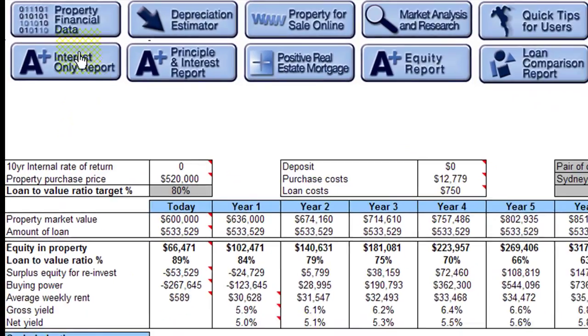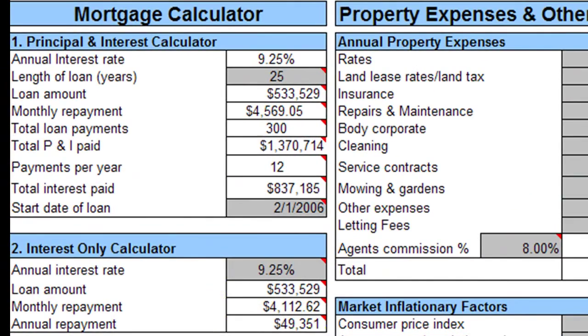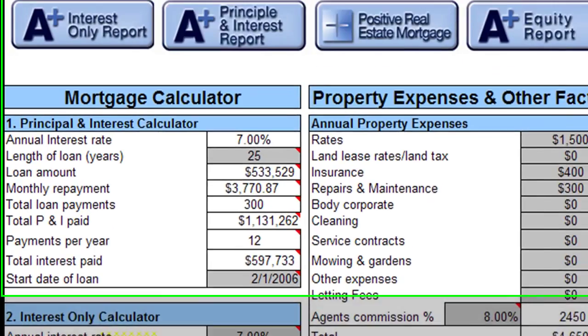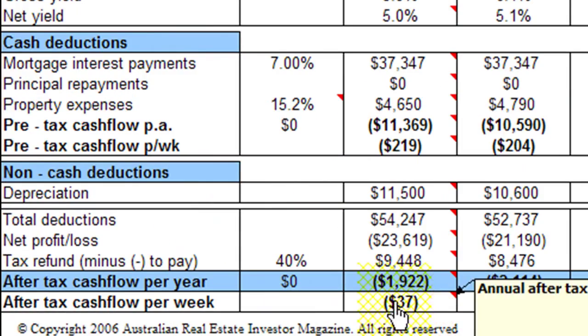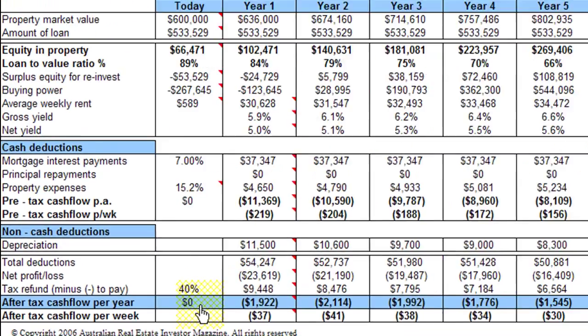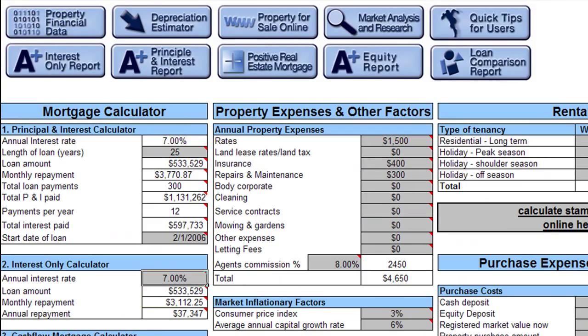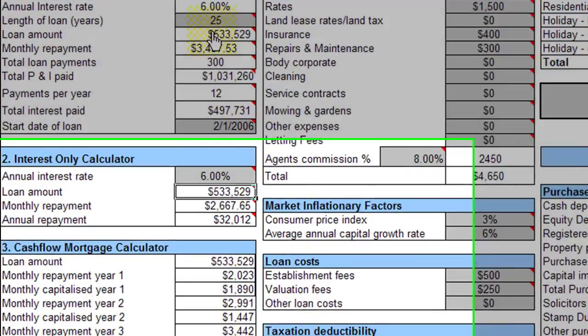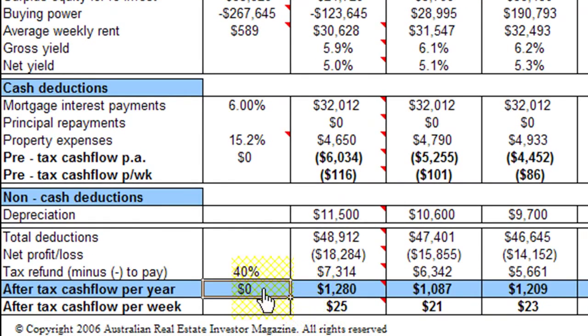Let's look at the final factor that really drives real estate returns, and that's the interest rate. So let's see what a 7% interest rate does to this property versus 9.25%. Interest only report. You can see we're almost back to break even. We're now negative $1,900 a year, compared to where we originally started at minus $16,000. Let's go back and ask, what does 6% do? Make that change. Interest only report. You can see now we're into positive cash flow by $1,280 a year.